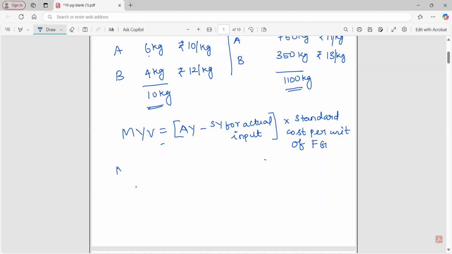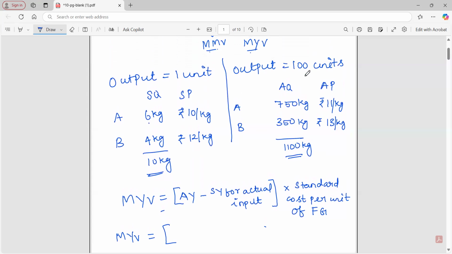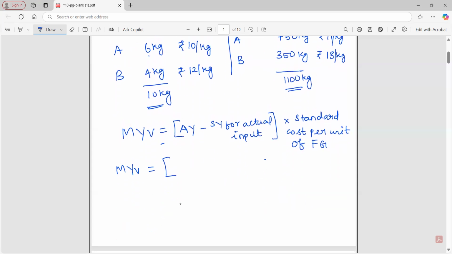So material yield variance is equal to actual yield. Actual yield is nothing but the actual units of output that you produce. In this question, what is the actual output that we produced? Actual number of finished goods produced by the company is 100 units. So that becomes the actual yield. So actual yield is 100 units. This is the actual output produced by the company. Now, actual yield minus standard yield for actual input.